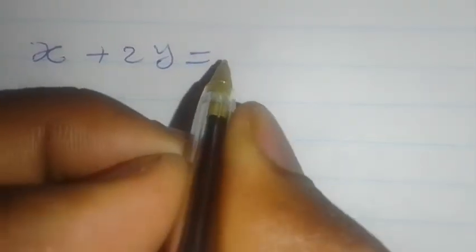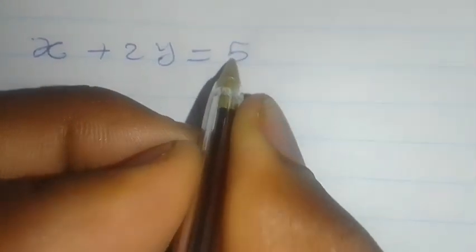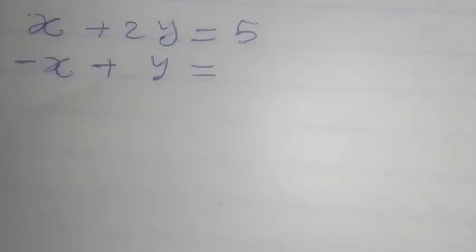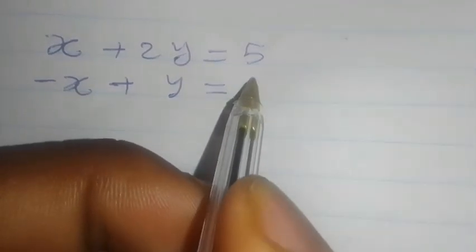Okay, so in this video, I'm just basically going to show you how to tackle questions based on simultaneous problems. Let's say maybe you have a system of two equations. For simplicity, let's just say x plus 2y equals 5, and minus x plus y equals 1.